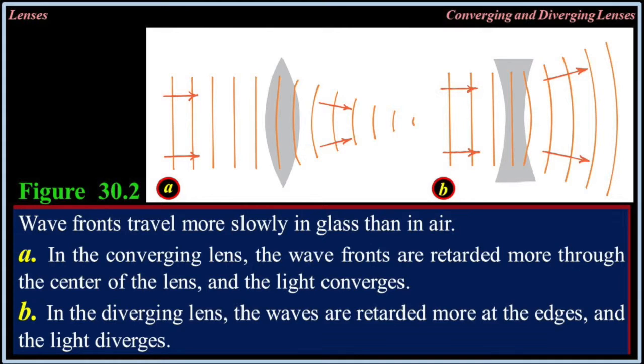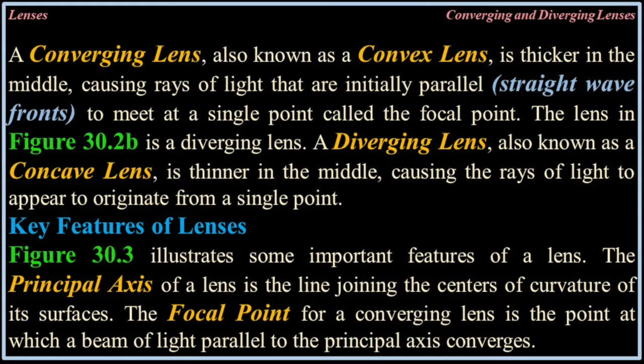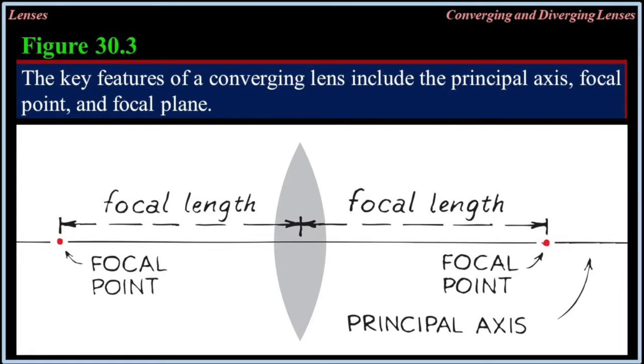The lens in figure 30.2b is a diverging lens. A diverging lens, also called a concave lens, is thinner in the middle, causing the rays of light to appear to originate from a single point. Key features of lenses. Figure 30.3 illustrates some important features of a lens. The principal axis of the lens is the line joining the centers of the curvature of its surface.